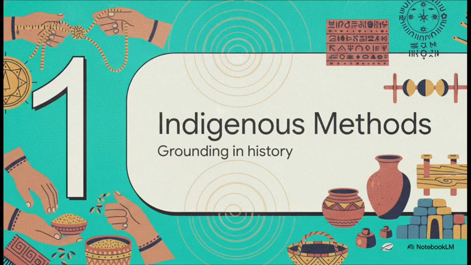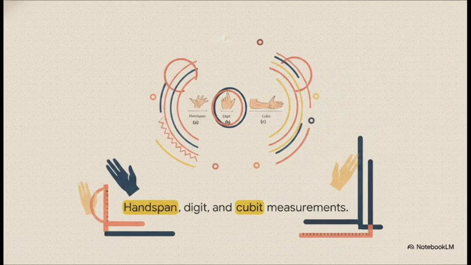All right, Section 1, Indigenous Methods of Measurement. We're grounding science in human history here. Long before anyone had digital scales or laser thermometers, people still had to trade goods, build homes, and keep time. So, indigenous measurements are basically these incredibly practical methods that locals used for generations to just navigate daily life. And this brilliantly illustrates exactly how they did it.